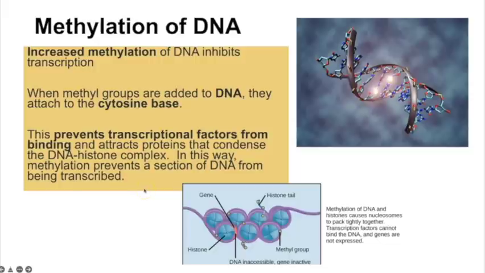It will attract the proteins that condense the DNA histone complex, and in this way it prevents sections of DNA from being transcribed. So that's what we can see happening here. The methyl groups are added, and because they are an opposite charge to the DNA, which is slightly negative in charge, it causes it to attract and to coil and bind up more tightly. And because that DNA is coiled up more tightly, there is no space for the transcription factors to bind onto. And that is how it will inhibit transcription.